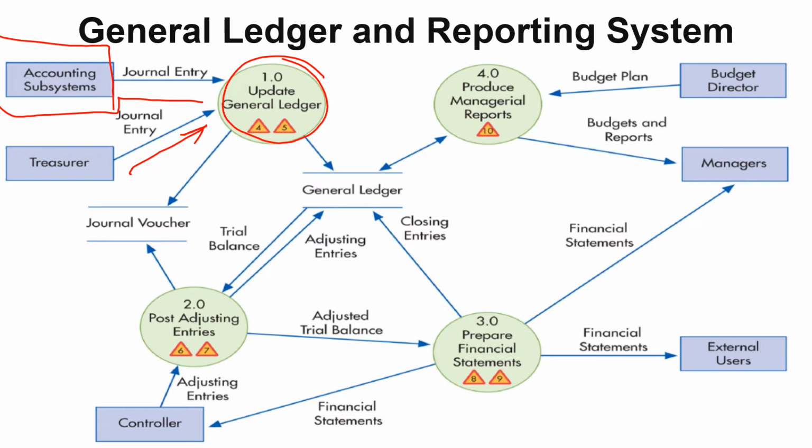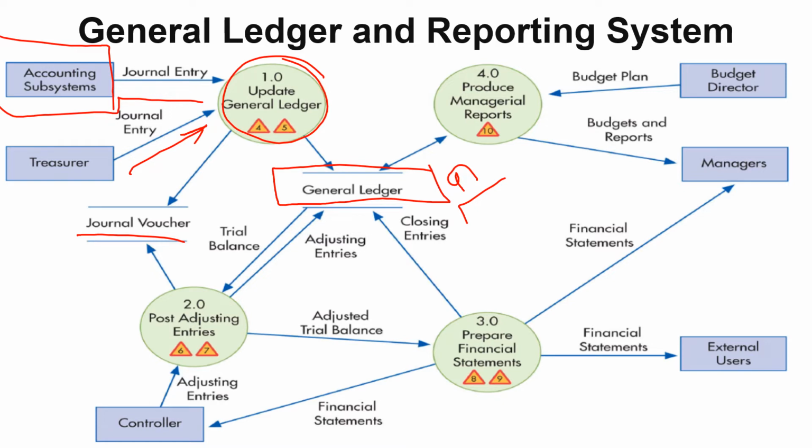So this process will update two main files. One is the journal vouchers, and the other file is the general ledger, GL. Okay, and then this general ledger will update the trial balance with the posting and adjusting entries.